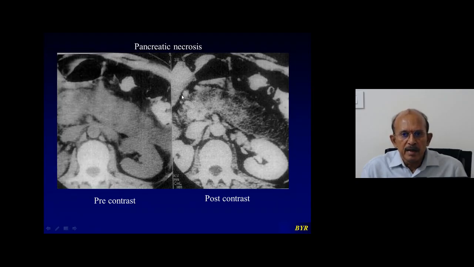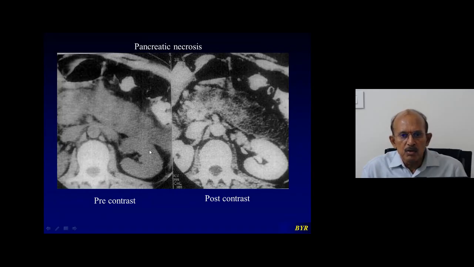So here you are seeing the white pancreas. Here you are seeing the black area. The black area means this area is not perfused with the dye. Why is it not perfused? Because it is avascular and necrosed. So pancreatic necrosis can be made out on CT scan by doing a contrast study.